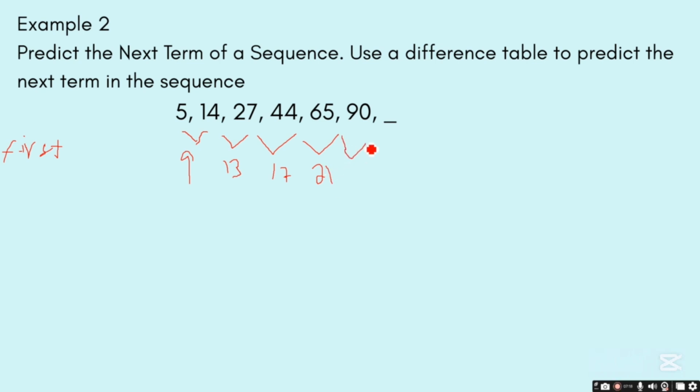90 minus 65 is equal to 25. So they are not equally the same difference. So let's proceed to the second difference. If we find equal differences, we need to stop. 13 minus 9, second difference.